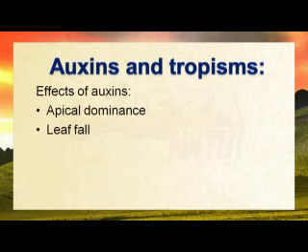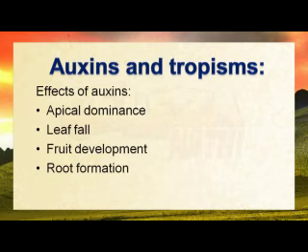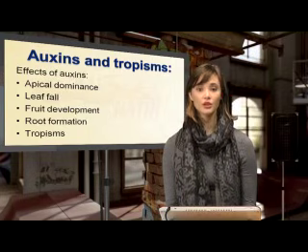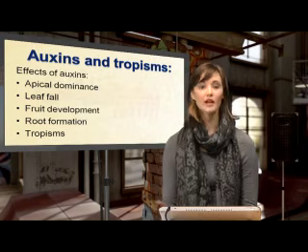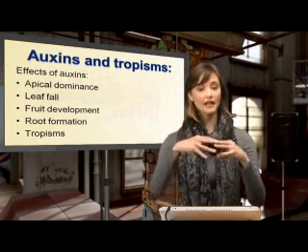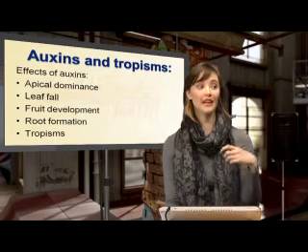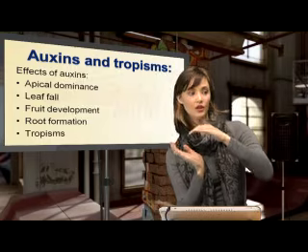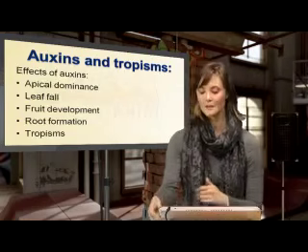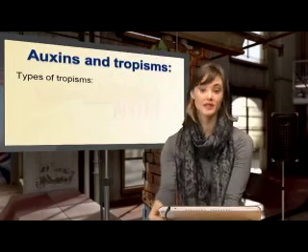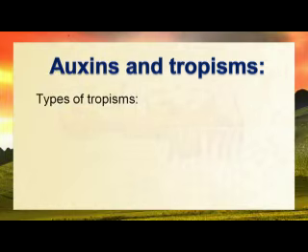Okay, so let's have a look at the different effects of auxins. Apical dominance, leaf fall, fruit development, root formation, and what we're going to be looking at today, tropisms. As I said, auxins cause tropism to happen, because as they cause cells to elongate, on certain sides of the plant they will cause cells to elongate more than the other side, which causes the plant to turn and grow in a specific direction. Have you seen that happen before? Yeah.